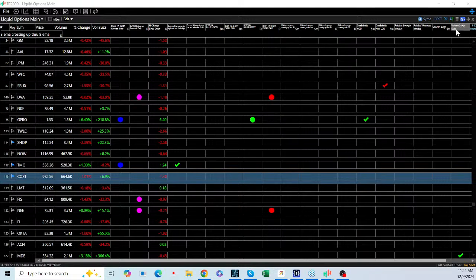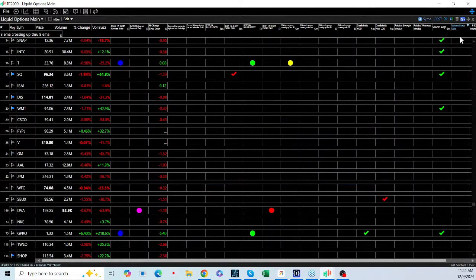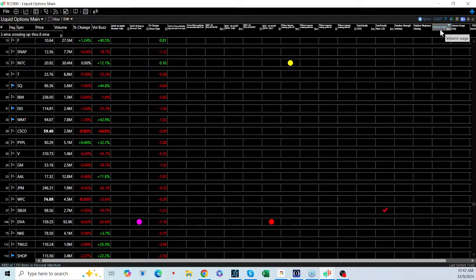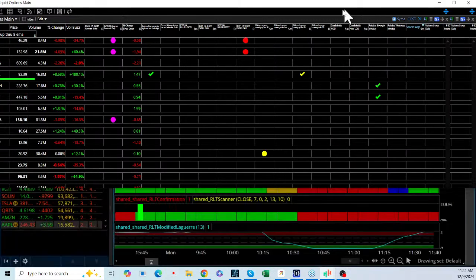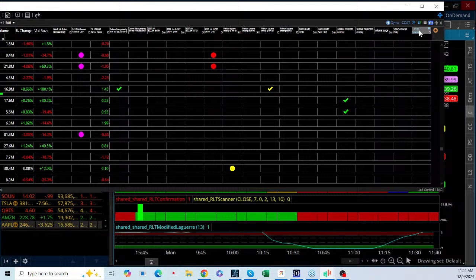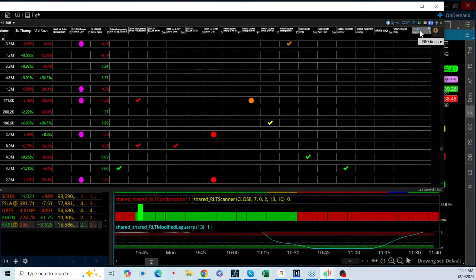This is showing me a volume surge on the daily chart, and this is showing me a volume surge on the 5 minute chart. So I've got a lot of things. This is showing me a PBO, a pullback on the daily chart. Any stocks that have a PBO in them.